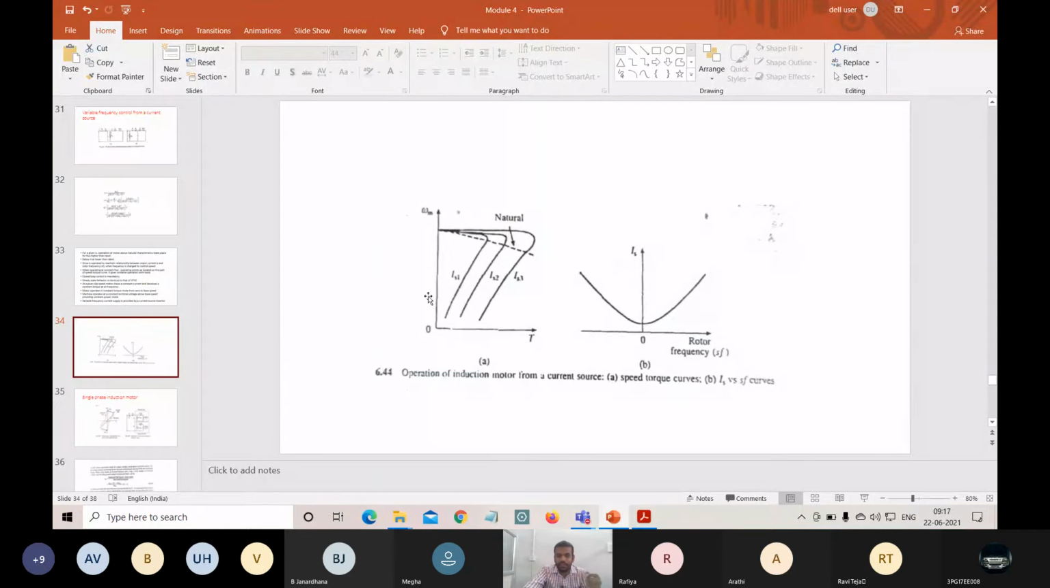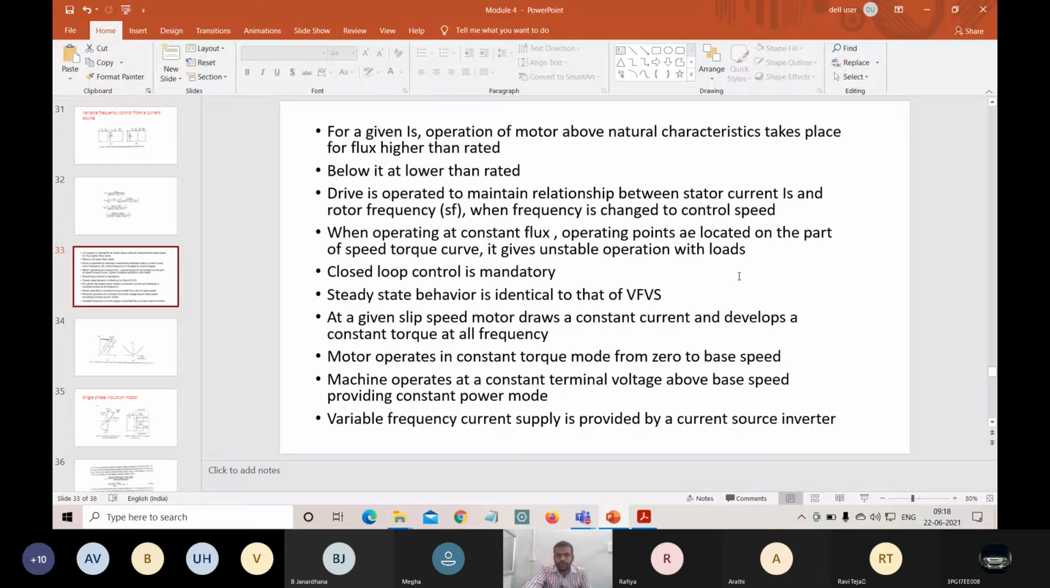So that relationship that we obtained using this here, and here, the drive is operated to maintain the relationship. When operating at a constant flux, the closed loop control is mandatory. Here we have two strategies: open loop control and closed loop control. Closed loop control we studied in three modules: closed loop speed control for VSI, closed loop speed control for CSI, and closed loop speed control for current regulated VSI.